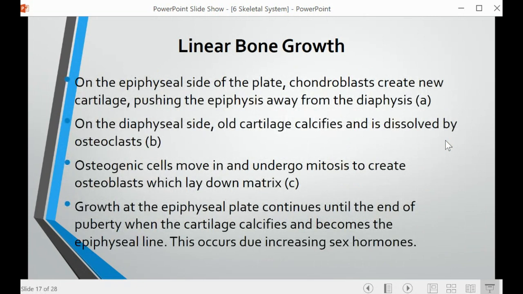On the epiphyseal side of that plate, those chondroblasts create new cartilage. They push that epiphysis away from the diaphysis. And then on the diaphyseal side, old cartilage is going to continue to calcify, and it gets dissolved by those osteoclasts. Remember, osteoclasts are those bone cells that are breaking it down. Okay? Osteogenic cells are going to move in, they undergo mitosis, they create osteoblasts, which can continue to lay down new matrix for that connective tissue. Again, that growth at that epiphyseal plate is going to continue until the end of puberty when the cartilage calcifies and becomes the epiphyseal line. And that happens due to those increasing sex hormones like estrogen and testosterone.